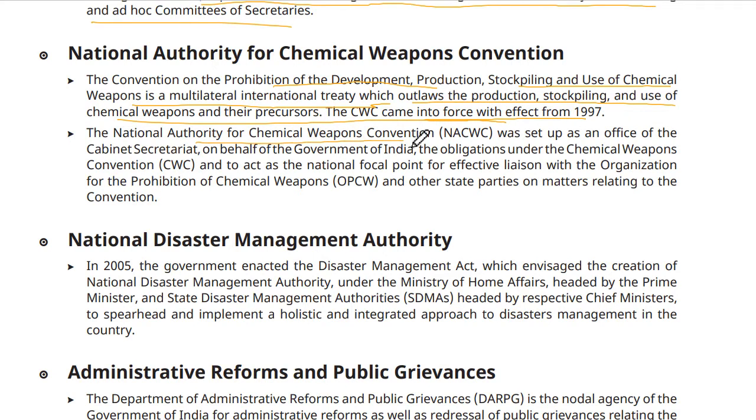The National Authority for the Chemical Weapons Convention was set up as an office of the Cabinet Secretary on behalf of the Government of India to fulfil the obligations under the Chemical Weapons Convention and to act as the national focal point for effective liaison with the Organisation for the Prohibition of Chemical Weapons and other state parties on matters relating to the convention.